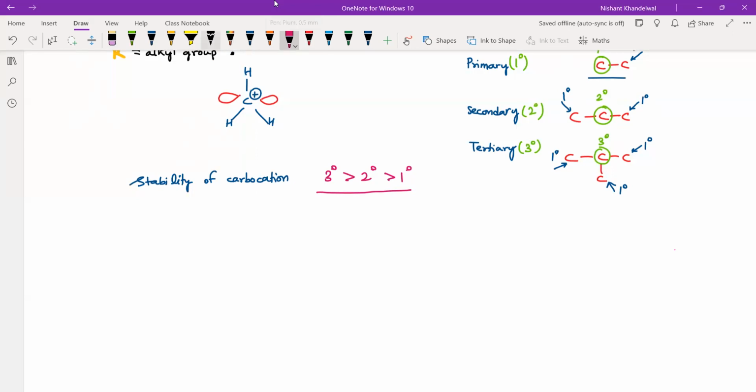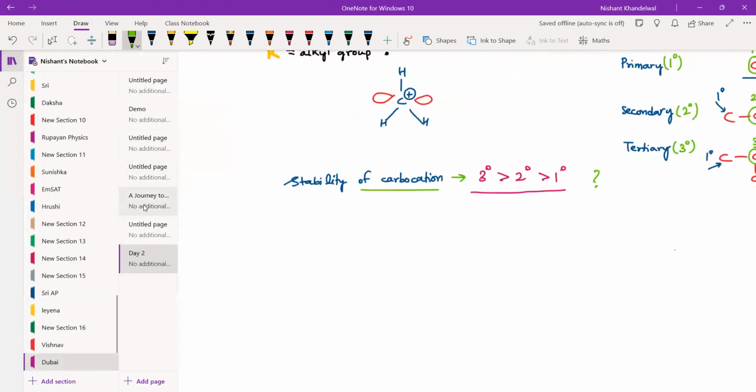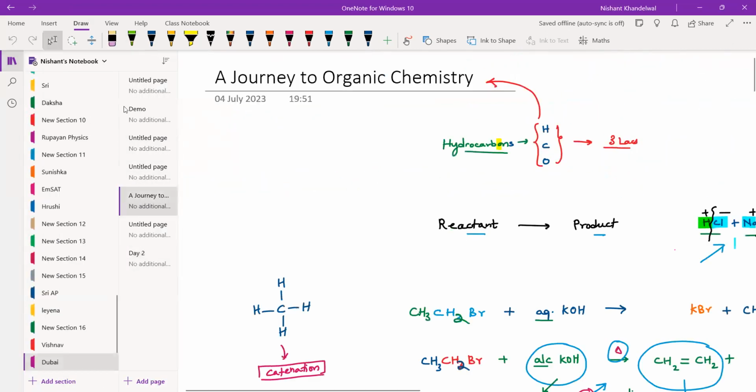It is hard to memorize without an explanation behind it, and even if you find one, you cannot digest it easily. So we will be discussing why, because we have to understand organic chemistry, why it is tertiary, secondary, and primary.